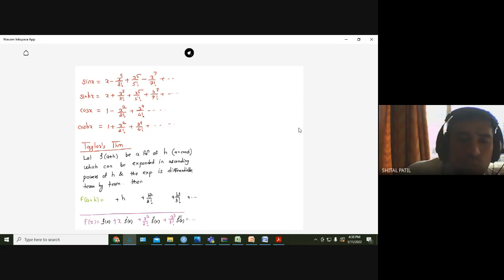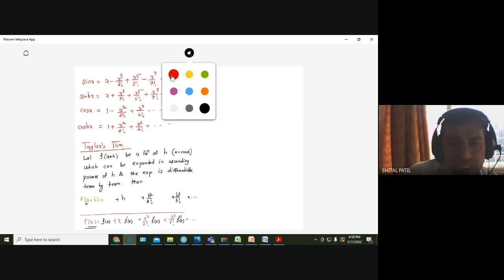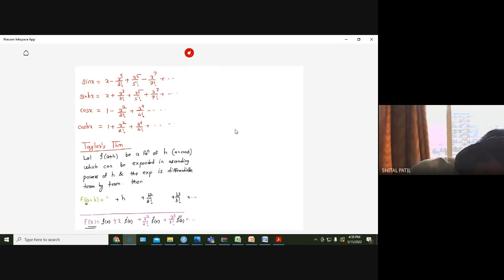Now we want to decide the coefficients. In the previous case, in Maclaurin's theorem, we had f of x only, but here we have a as the constant, and therefore the expansion is like this: f of a, then f dash of a. This is a, it is not 0. Here it is f double dash of a, then f triple dash of a, and so on.